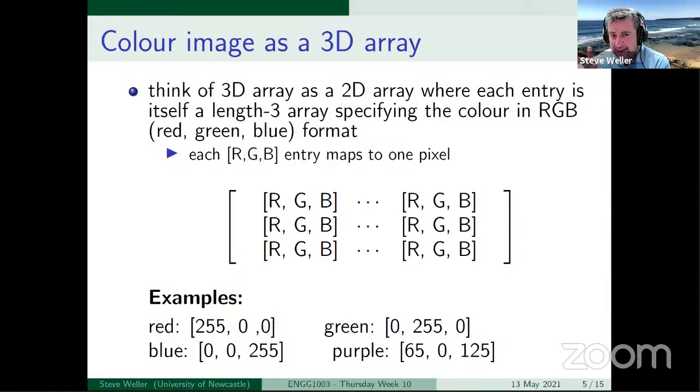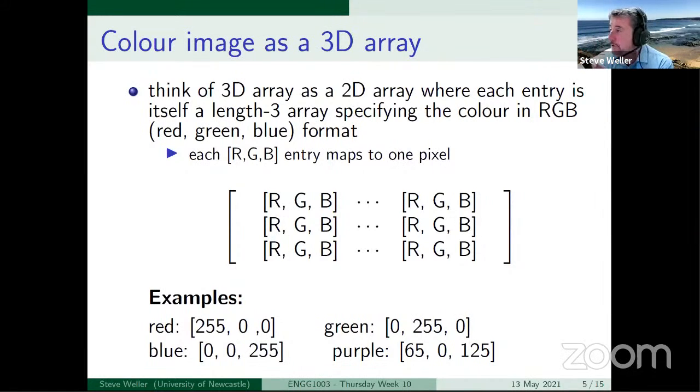So each entry in this 2-dimensional array that you see on the slide now is itself a length 3 array, where each entry of the larger array maps to 1 pixel in the image. And so, for example, if you want to display a pure red colour, you can choose the number 255, and I'll talk about the significance of that number in a moment.